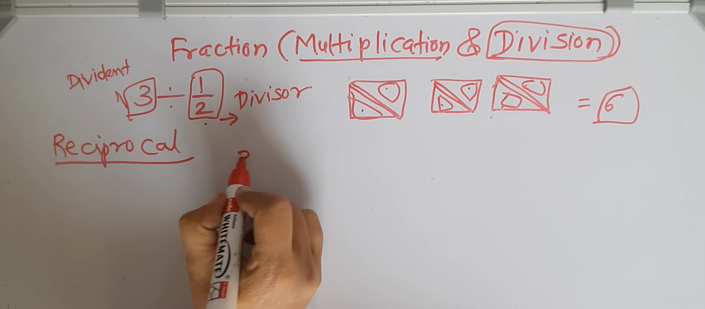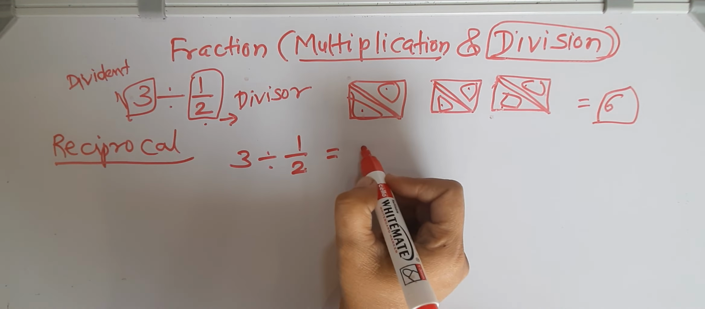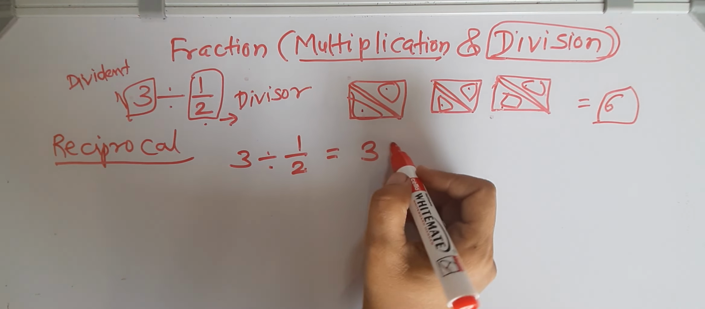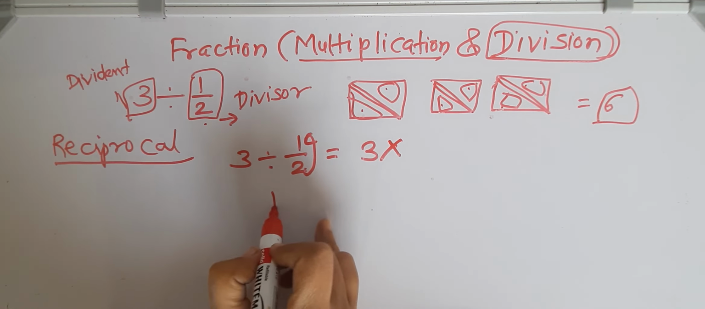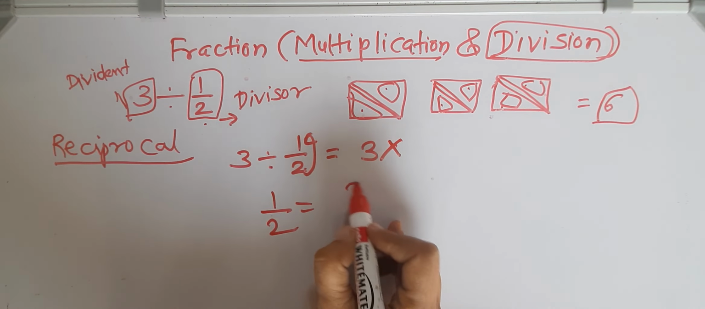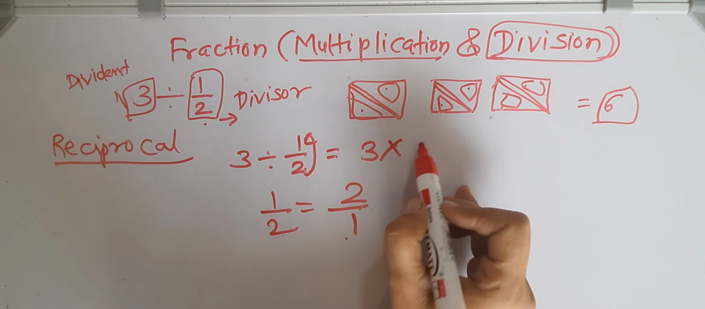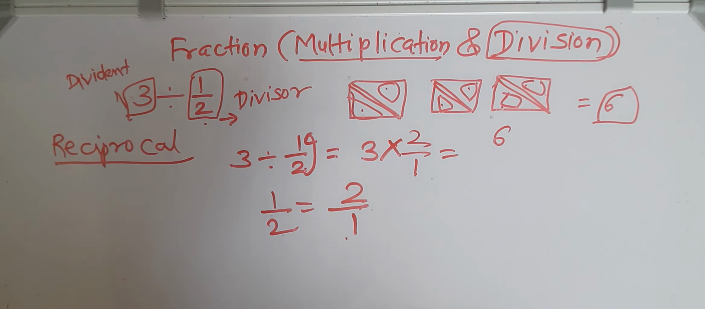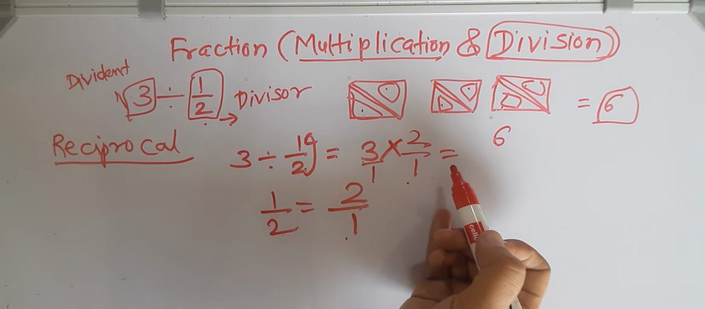So whenever the sum comes, how will we do it? 3 divided by 1 by 2 equals 3. Now what will happen for division? It will change into multiplication and we'll find the reciprocal of 1 by 2. Reciprocal is nothing but converting the numerator to denominator and denominator to numerator. Reciprocal of 1 by 2 is 2 by 1. That is 3 into 2 by 1, and that equals 6, because we need to multiply the numerators and multiply the denominators.